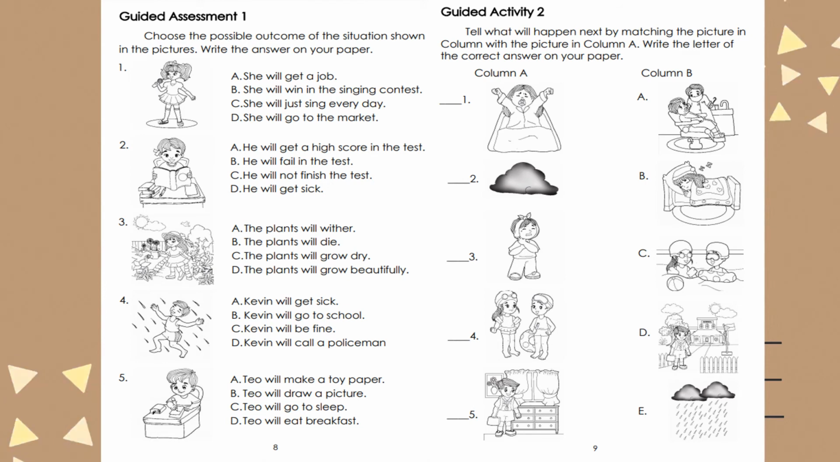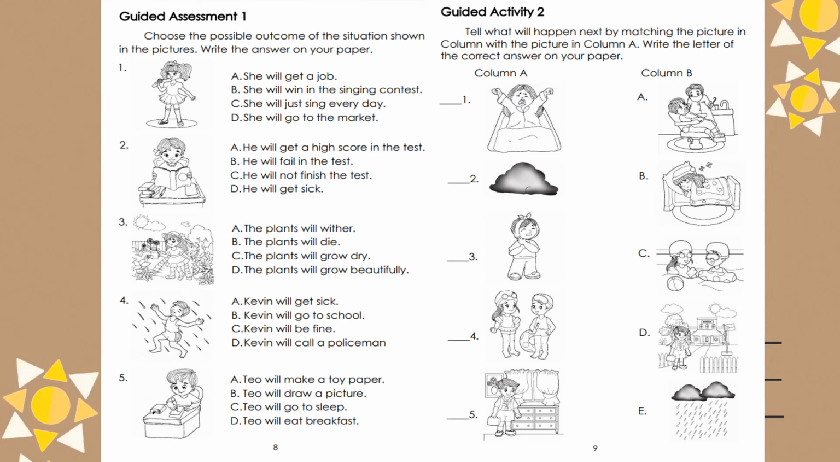Number 4, letter A. Kevin will get sick. Letter B. Kevin will go to school. Letter C. Kevin will be fine. Letter D. Kevin will call a policeman. And number 5, letter A. Teo will make a toy paper. Letter B. Teo will draw a picture. Letter C. Teo will go to sleep. Letter D. Teo will eat breakfast.